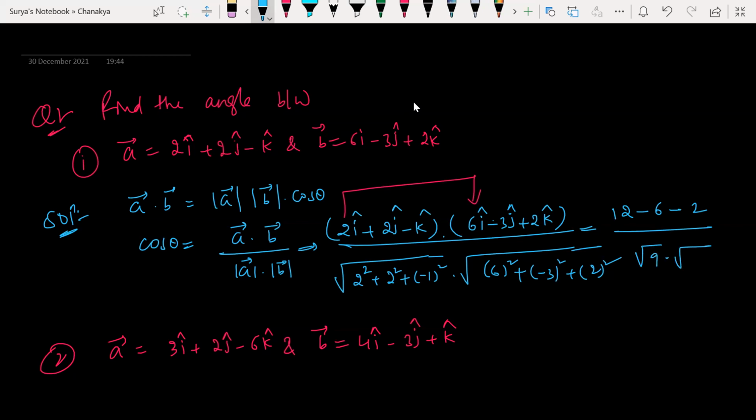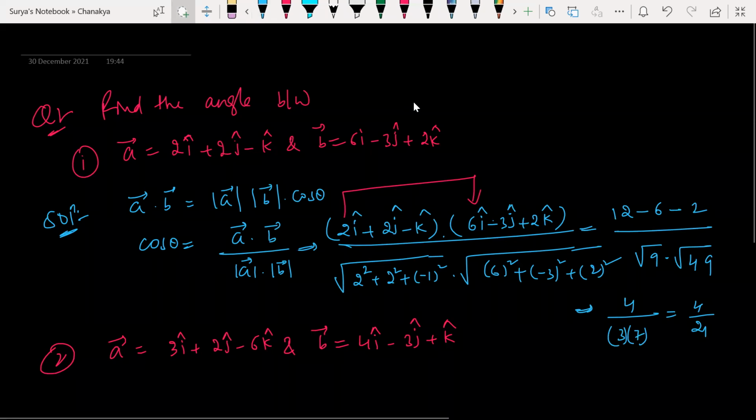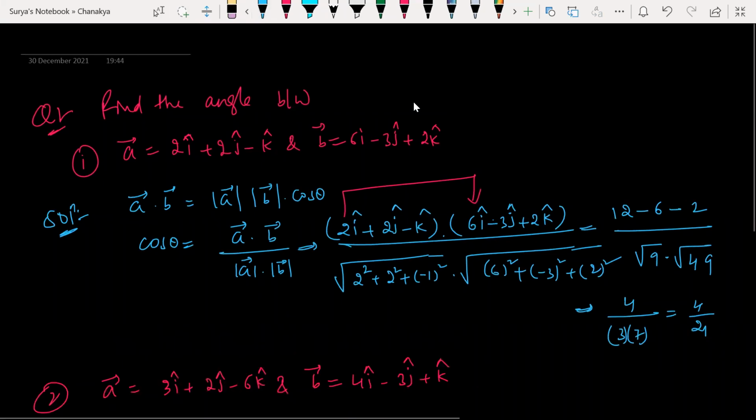9 into 36 plus 9. 36 plus 9, how much? 45, 49. Which gives you what? Now 4 upon 3 into 7. 3 into 7, isn't it? So 4 upon 21. How many of you got this? Understood or not, guys?